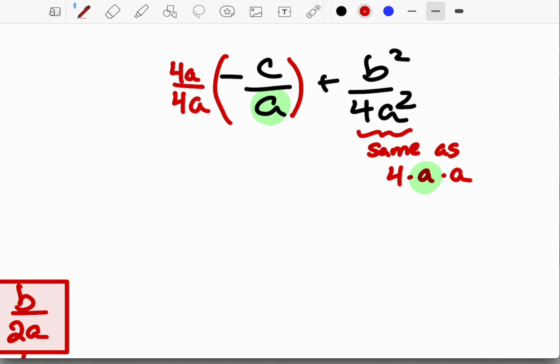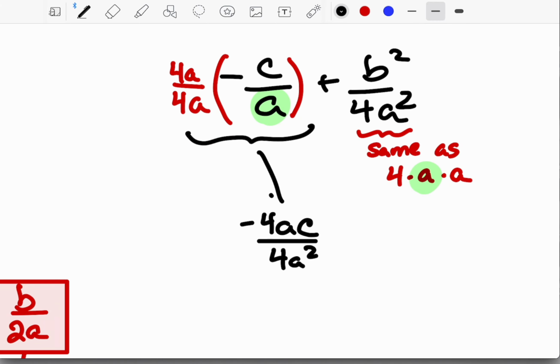But I can multiply now. I'll have a 4a times a negative c. 4a times negative c is negative 4ac. We tend to write that in alphabetical order. Over 4a squared. That's what this boils down to. Plus b squared over 4a squared.